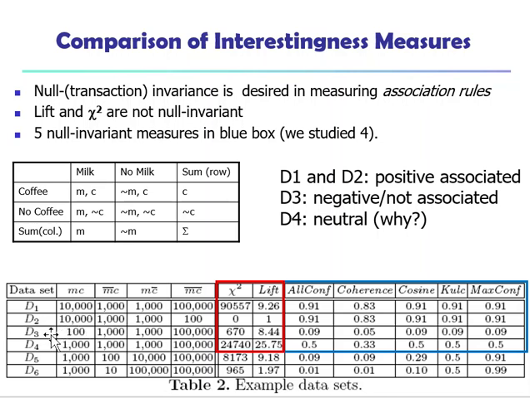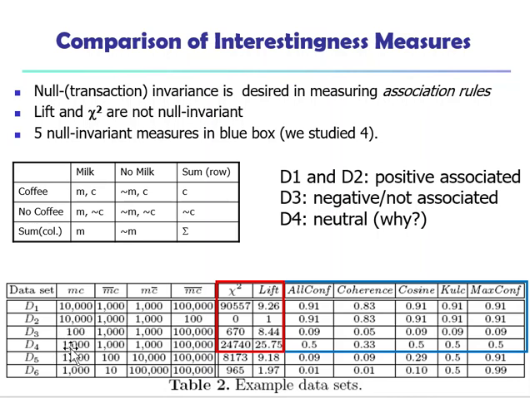D3, what we see here is a smaller number of people buying milk and coffee together, and a larger number of people buying coffee but not buying milk, or buying milk and not buying coffee. Therefore, we can conclude that what D3 tells us is that in D3, milk and coffee buying are not associated.